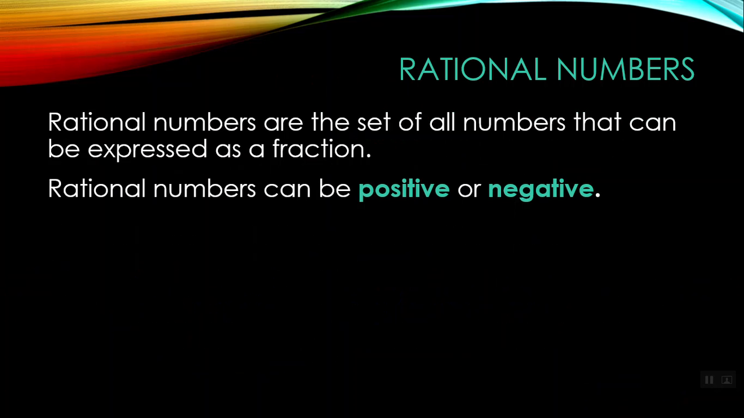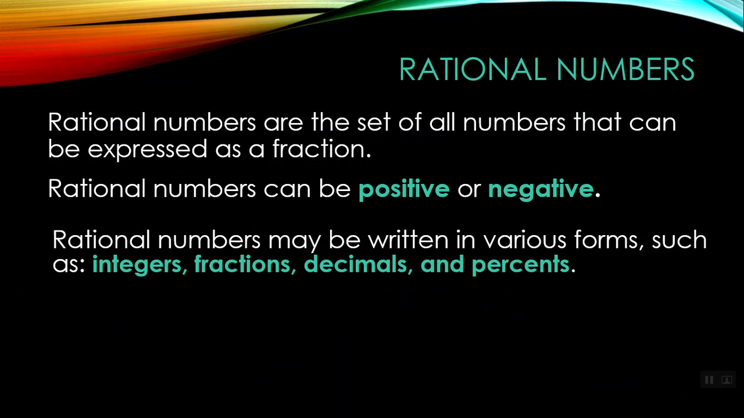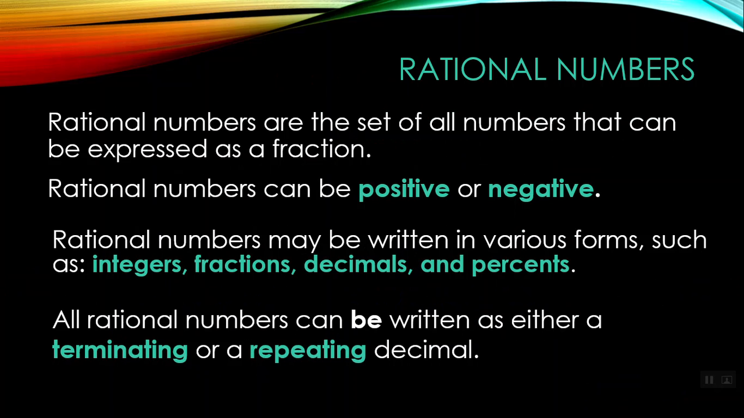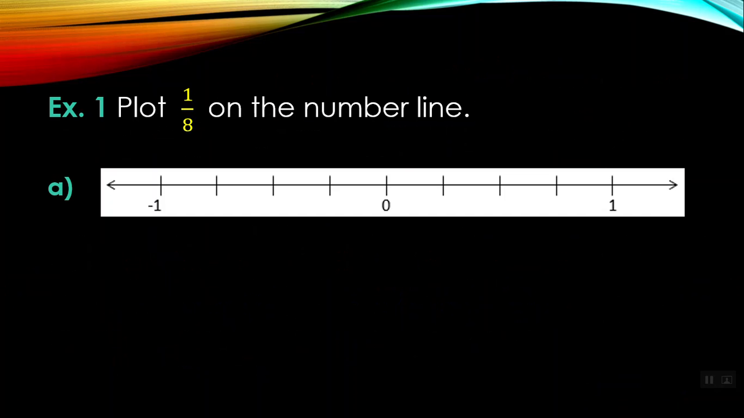They can be positive or negative. They can come in various forms, such as integers, fractions, decimals, and percents. But any rational number can be written either as a terminating or a repeating decimal. That's going to help us out when we go to plot them. Example 1, plot 1/8 on the number line.